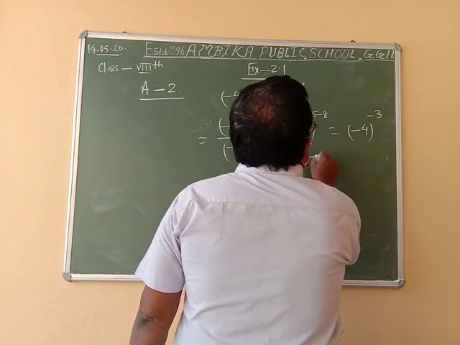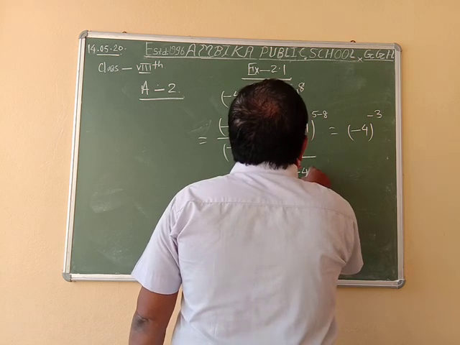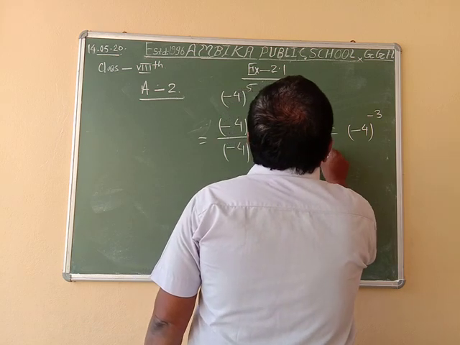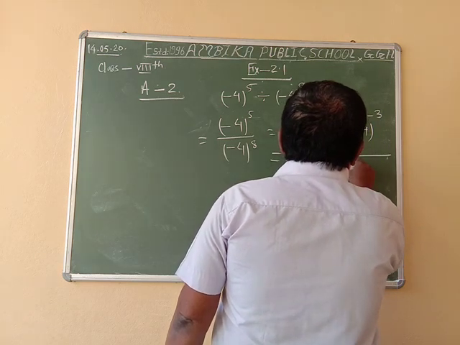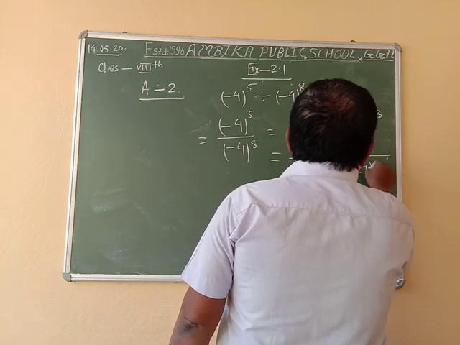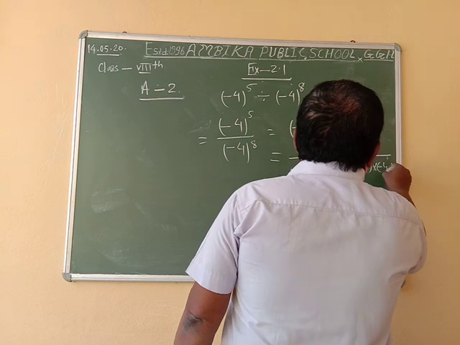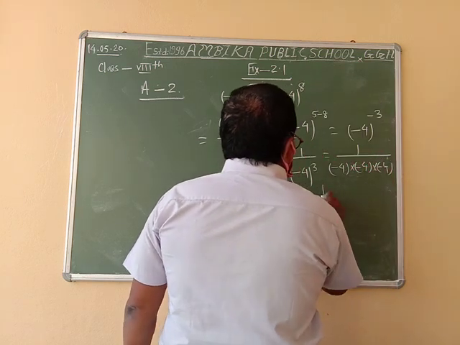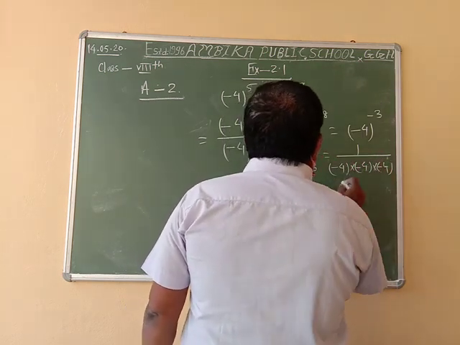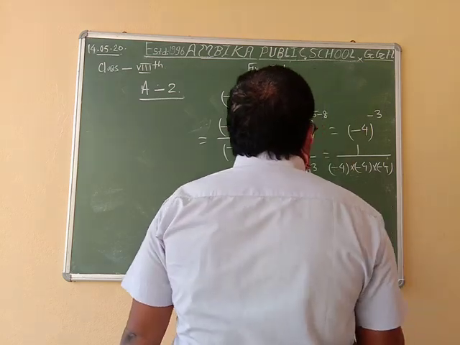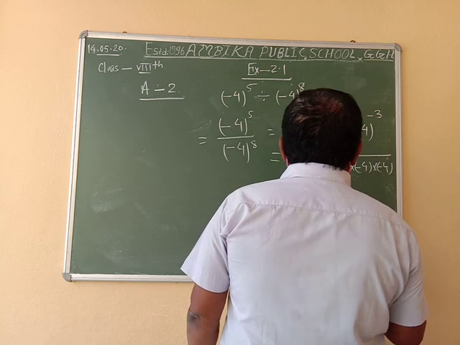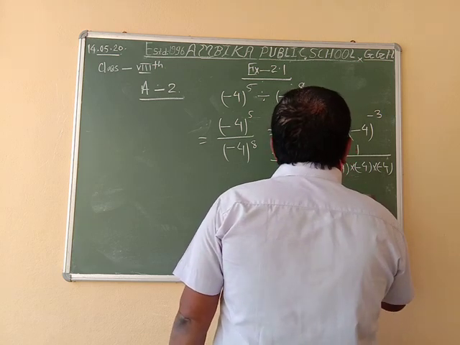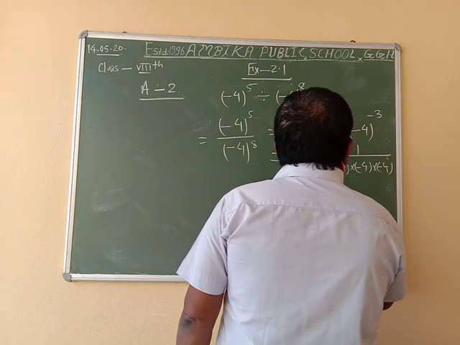That is equal to 1 by minus 4 to the power 3, which is equal to 1 by minus 4 into minus 4 into minus 4, which is equal to minus 1 by 64.